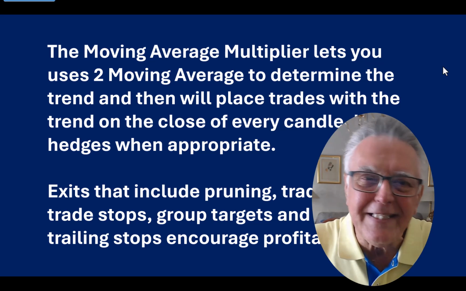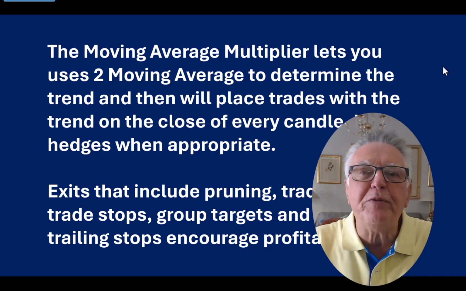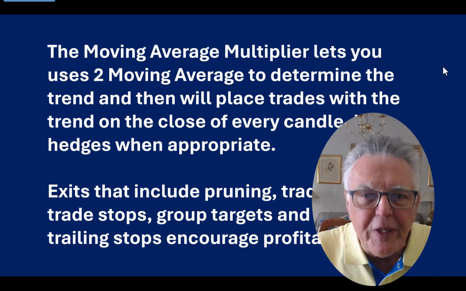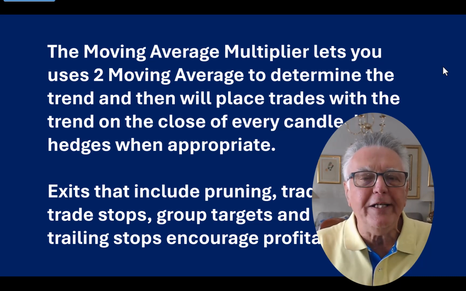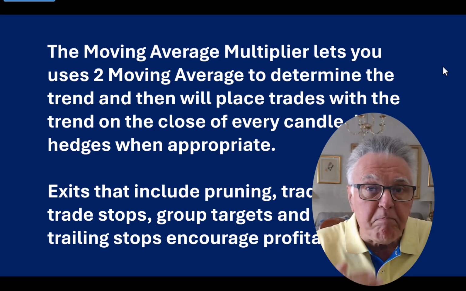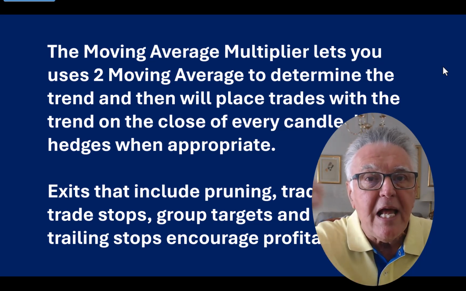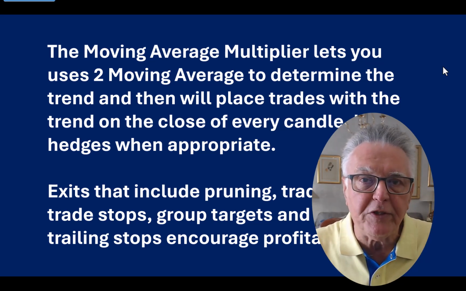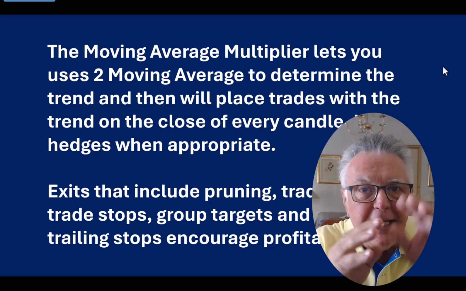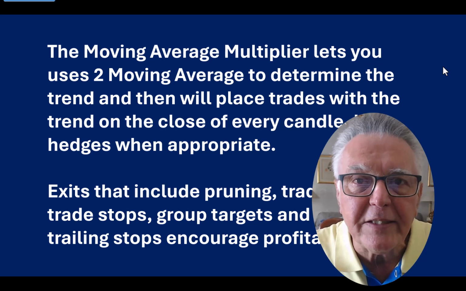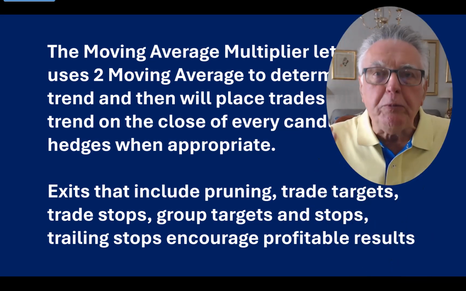Okay, so what does this magic moving average multiplier do? It lets you use two moving averages to determine the direction of the trend, and then it will place trades with the trend on the close of every candle, and that's why we call it the multiplier. It multiplies the trend as it's happening. It also hedges when appropriate. So when the trend changes, it starts hedging and entering sell trades, and the buy and the sell trades cancel each other out.